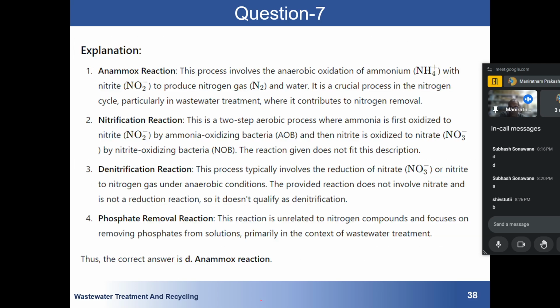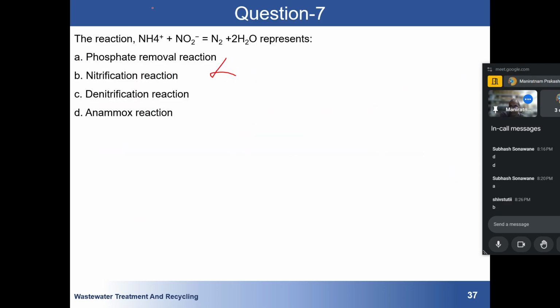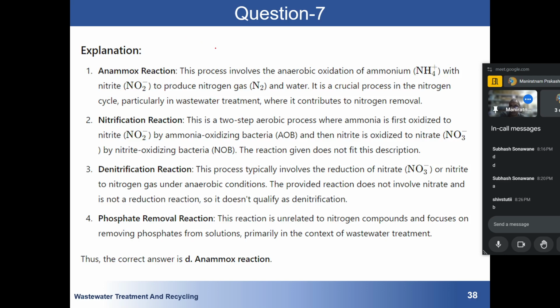The correct answer is D. Here you can see they are using ammonium. Ammonium and nitrite are getting converted into N2. This process involves anaerobic oxidation of ammonium NH4+ with nitrite to produce nitrogen gas and water. This is a crucial step in nitrogen cycling, particularly in wastewater treatment, where it contributes to nitrogen removal.